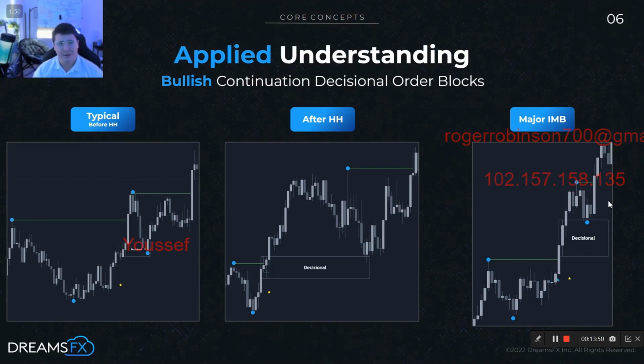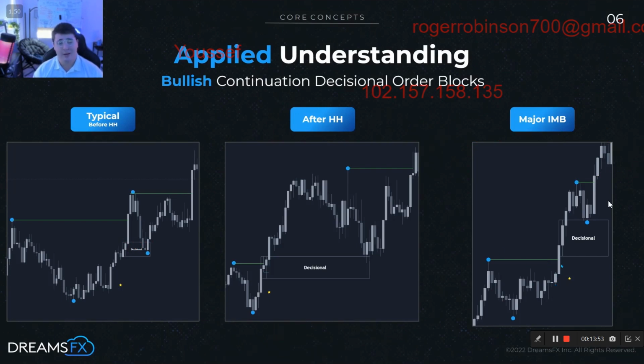So in this instance, there is only one order block before the high is broken, and that's always going to be the extreme. What does price do then? Takes off.